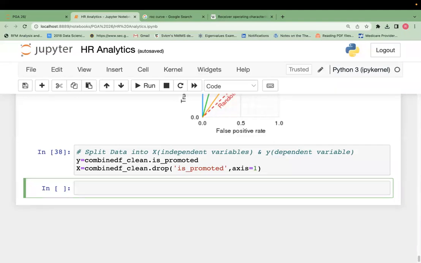You have to run all the cells. Open the notebook and run all the cells. Always remember, once you open the Jupyter notebook, you have to run all the cells.